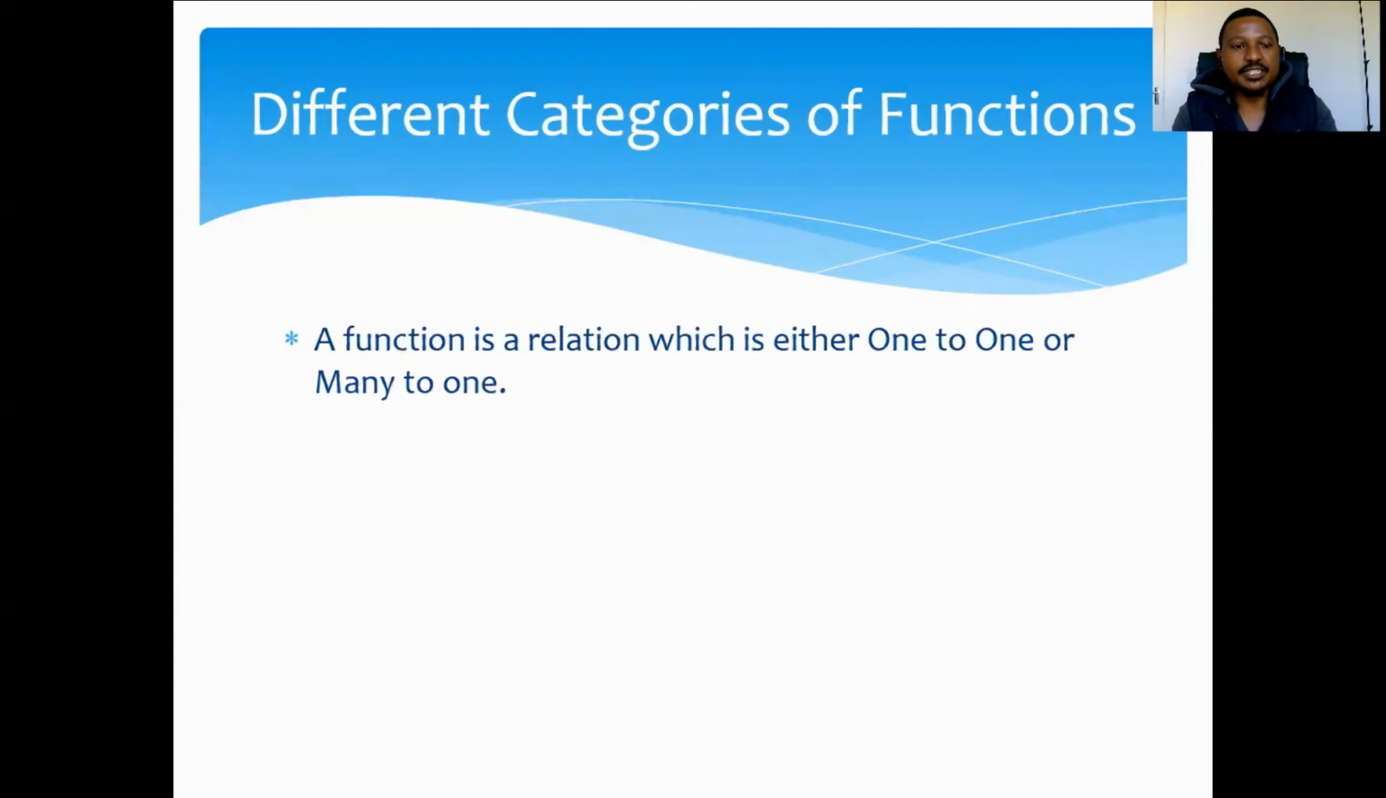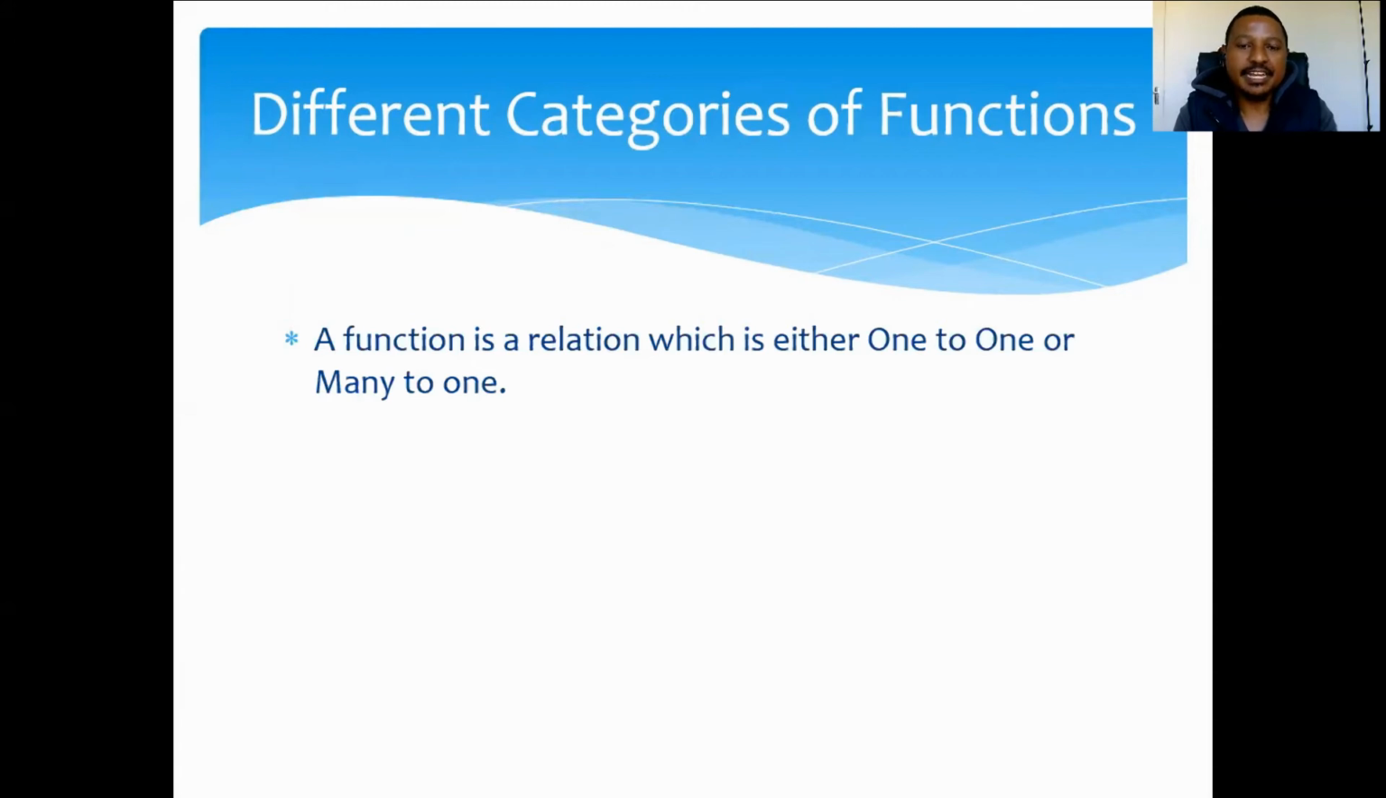So now we have different categories of functions. Remember, now we've defined what a function is, and then we can look at these different categories of function. So a function is a relation which is either one-to-one or many-to-one. Remember how many relations do we have, learners? We had 4. We have many-to-many, one-to-many, many-to-one, and one-to-one relations. But now when it comes to function, we take only 2.